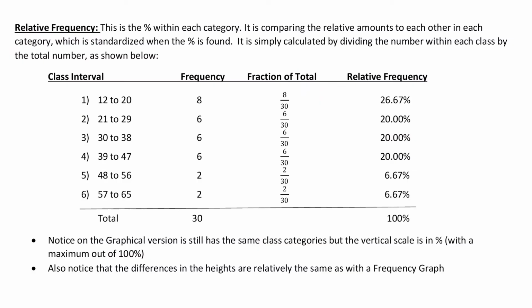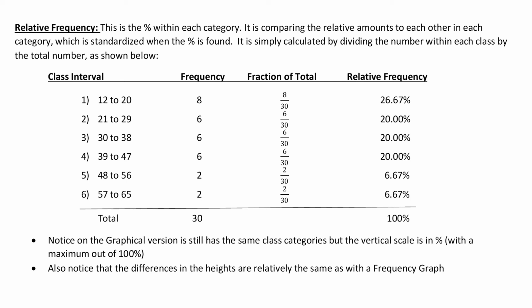Now, relative frequency is based on the percentage. The graph will visually look the same, but instead of looking at each age range, 12 to 20, 21 to 29, I'm looking at the percentage, and I'm looking at the total. There are 30 individuals within this sample. Again, 12 to 20, there's 8. 21 to 29, there's 6 individuals. 30 to 38, there's 6.